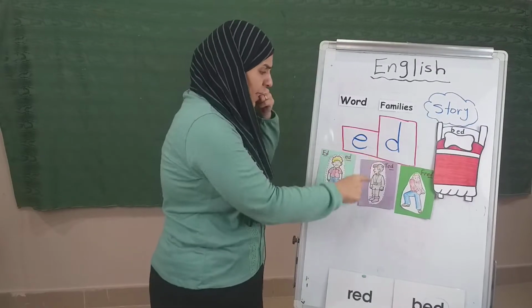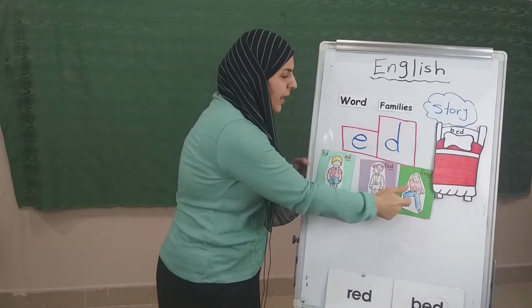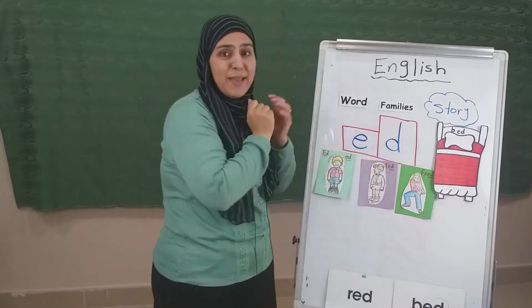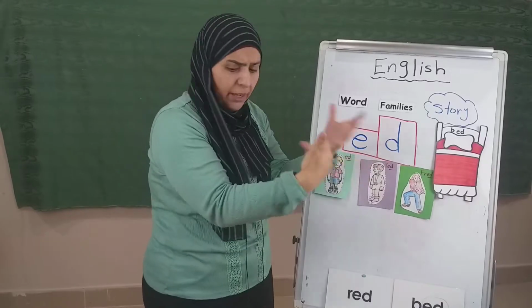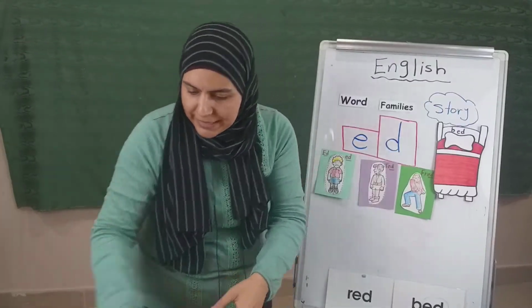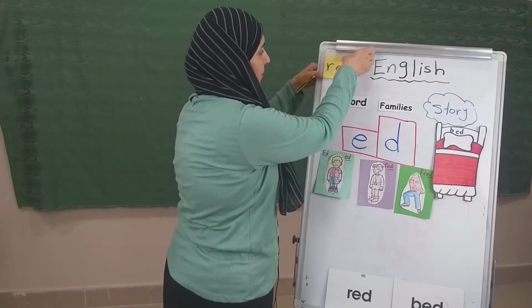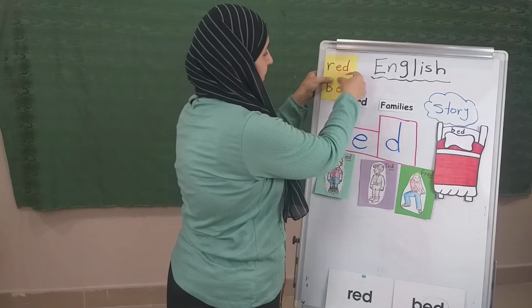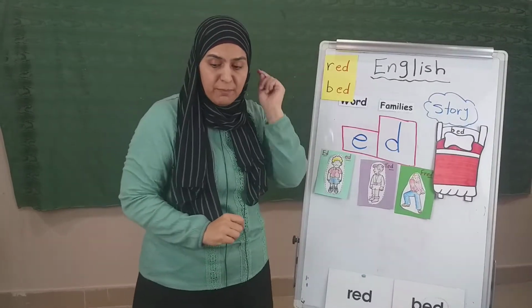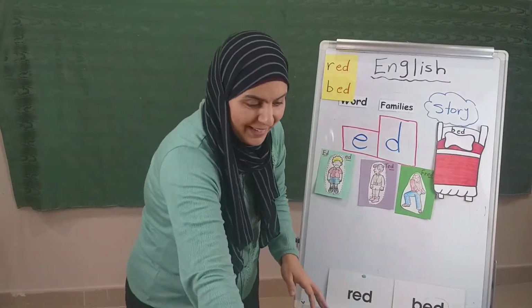Get out of the red bed, they said. Ed told Ted and Ted told Fred, get out of that red bed. So out of the red bed. What are they gonna do, oh my goodness. So they are gonna get out of the red bed. Let's do it. Get out of the red bed. Why? Oh my goodness, why?